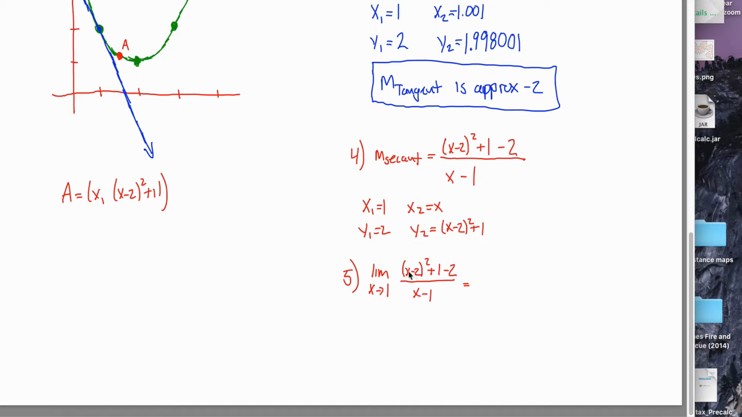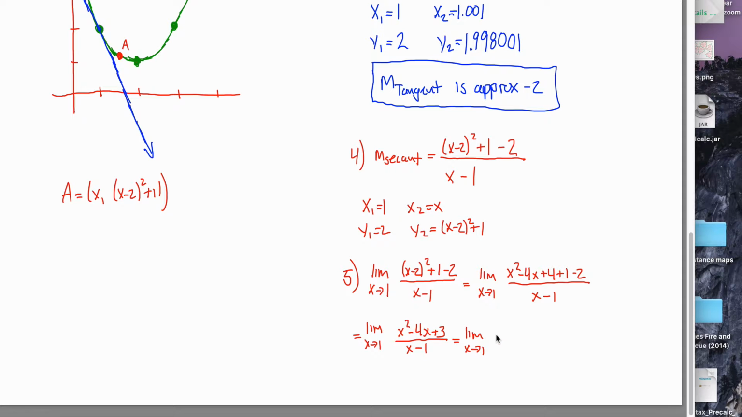Can't see it right now, but maybe if you expanded things out, this is equal to the limit as x approaches 1 of x minus 2 squared, which is x squared minus 4x plus 4. But then I also have this plus 1 and this minus 2. So if I combine like terms, plus 4 and plus 1 gives me plus 5, and minus 2 gives me plus 3. So I get x squared minus 4x plus 3 over x minus 1. And it turns out there's an x minus 1 kind of hidden up in there. There has to be.